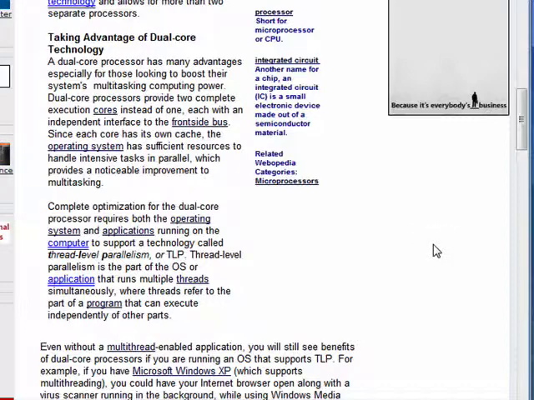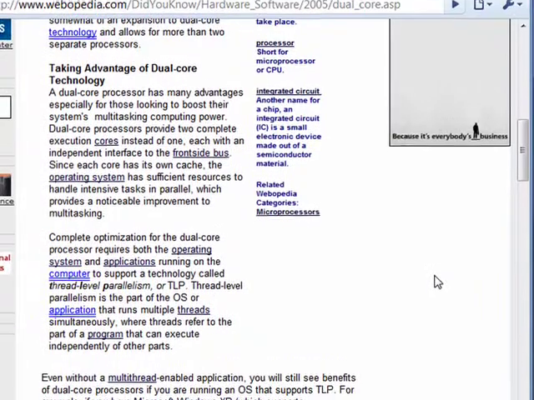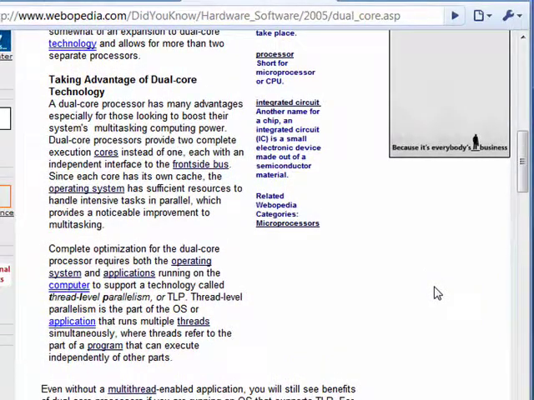You'll also hear about quad core. As you might guess, a quad-core processor is one that has four cores. So as the software technology catches up and improves, computers will be able to take full advantage of the extra processing power that's provided with dual-core and quad-core processors.